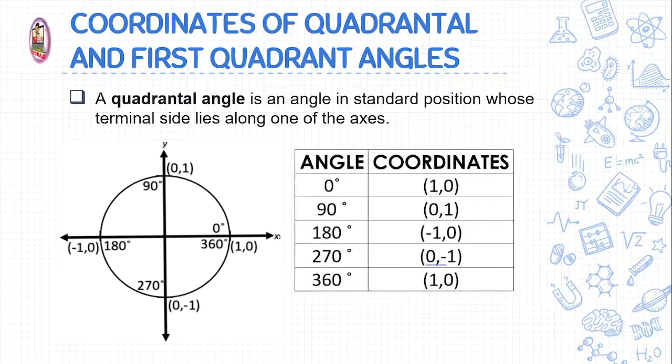So ang kanyang mga coordinates ay kapag 0 degree or 360 degrees, ang coordinates niya ay 1, 0. Pag 90 degrees, 0, 1. Kapag 180, negative 1, 0. Kapag 270 degrees, 0, negative 1. At kapag 360 degrees, 1 and 0.